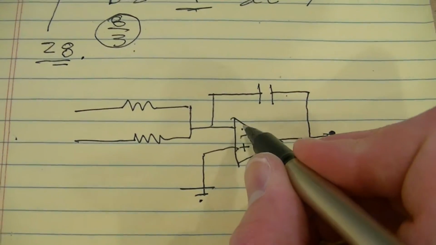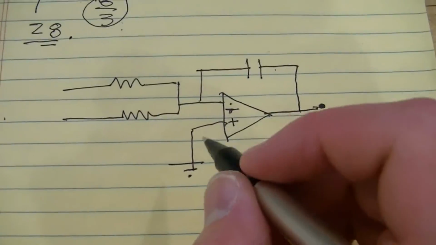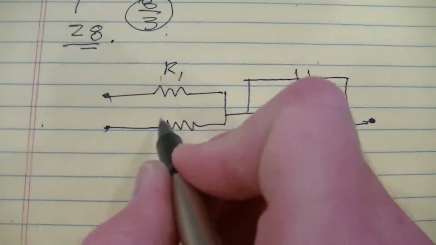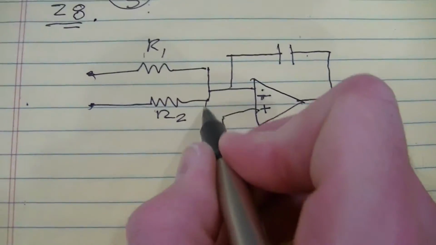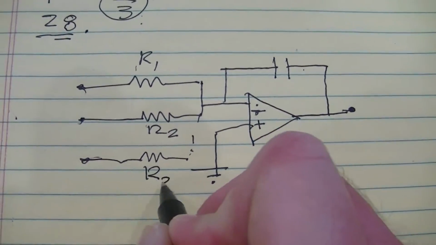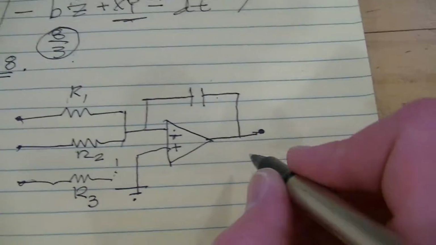No, wait. That's right. The positive's at ground. So then we'll call this one R1, R2, and you can add other ones. Let's assume there's an R3. Now, what is the output going to be?